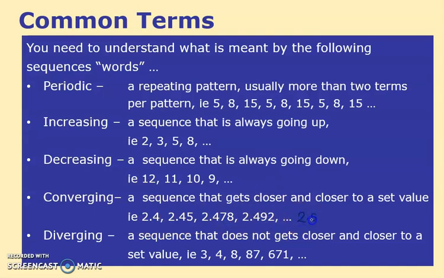I can't read it very well, blue on blue. But that's what they're getting closer to. So it seems to be converging to this number 2.5. Diverging, it definitely isn't getting closer to anything. Look, 3, 4, 8, 7, 6. These are getting miles and miles apart. So that would be called diverging.